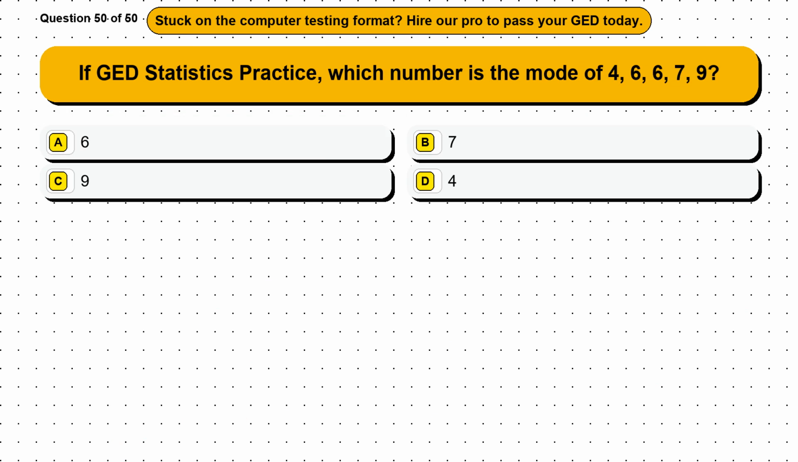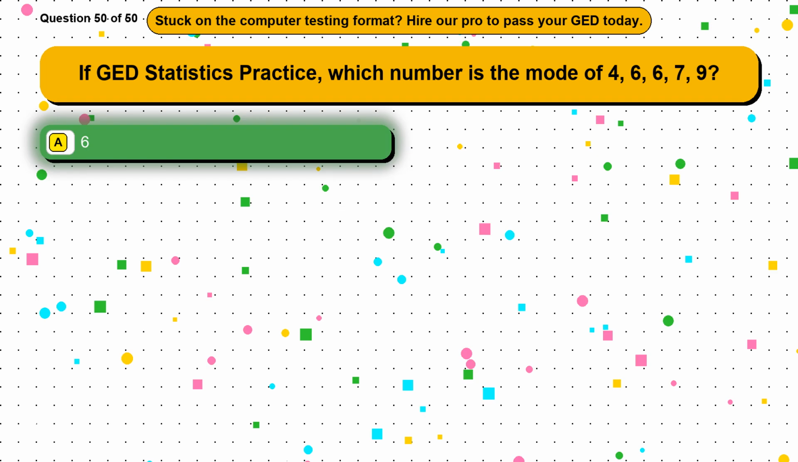Question 50. If GED Statistics Practice, which number is the mode of 4, 6, 6, 7, 9? Option A, 6. Option B, 7. Option C, 9. Option D, 4. The correct answer is option A.